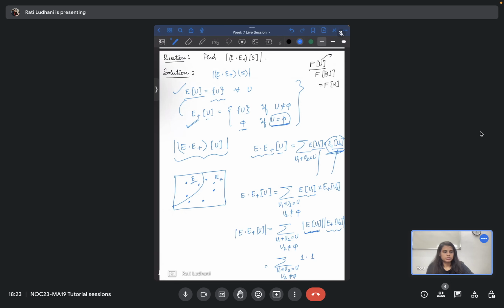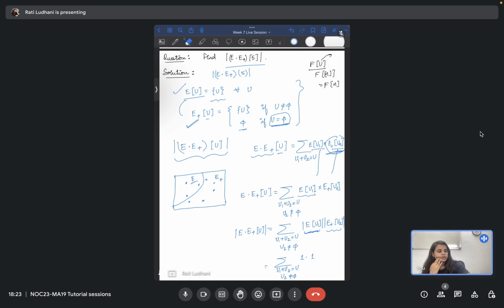Okay, ma'am. So the question was to calculate E dot E plus of 5. It's just the multiplication of species, and it has been asked what it will be. So how many E dot E plus structures are there on the set [5]? This is exactly the question. How many E dot E plus structures are there on the square bracket 5?